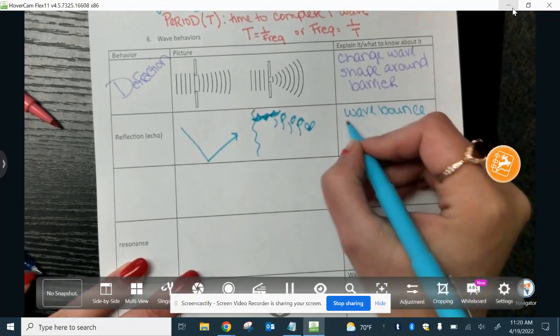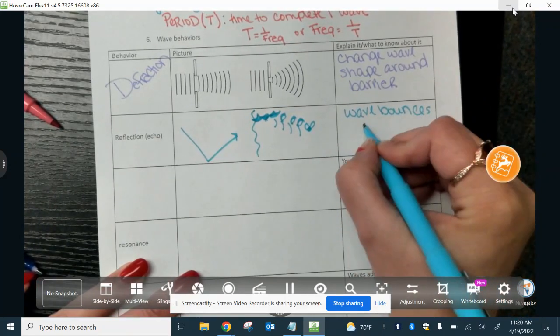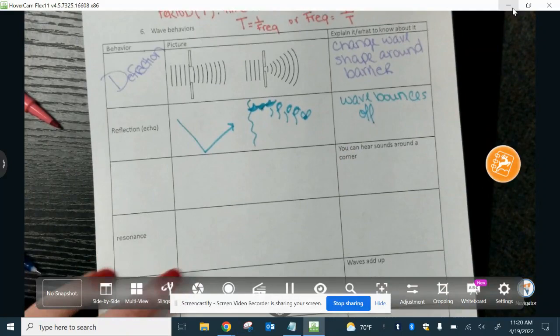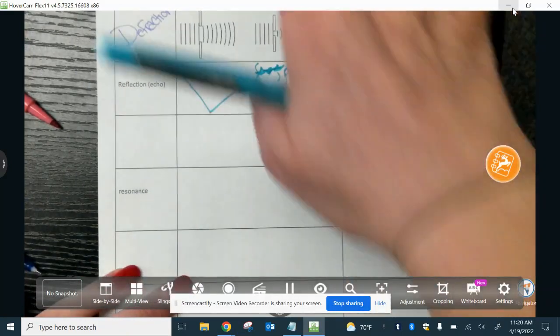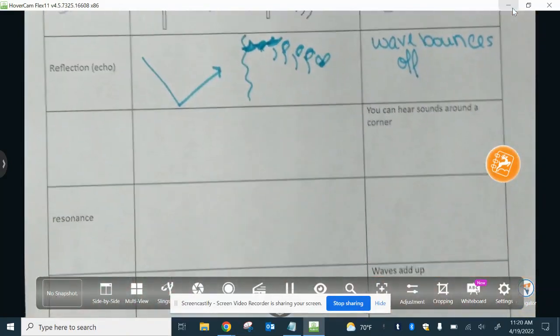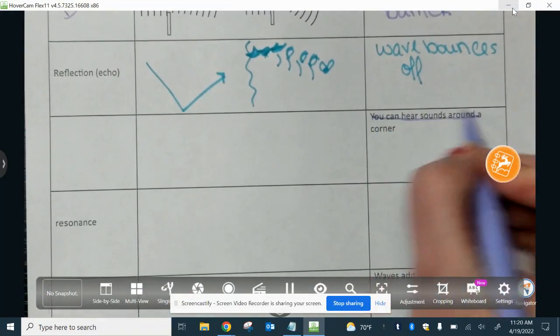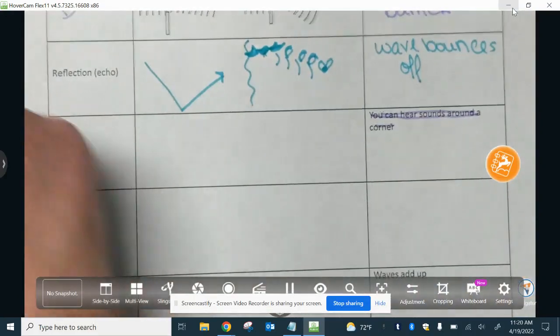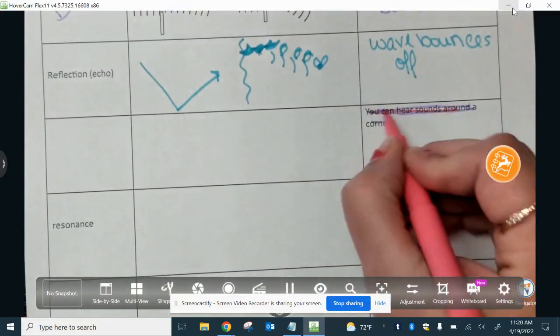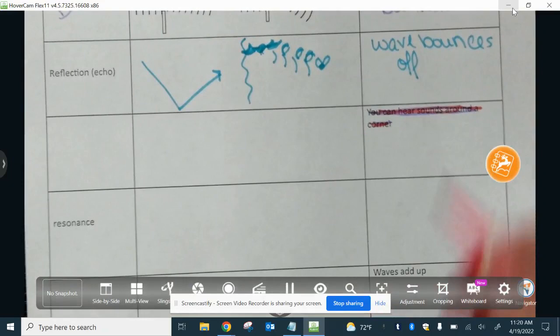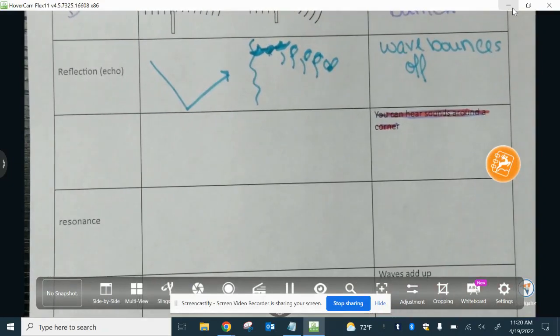So reflection or an echo is when the wave bounces off something. I'm not going to do what the worksheet wants me to, so we're going to cross that one off. You gotta get me some new whiteout.